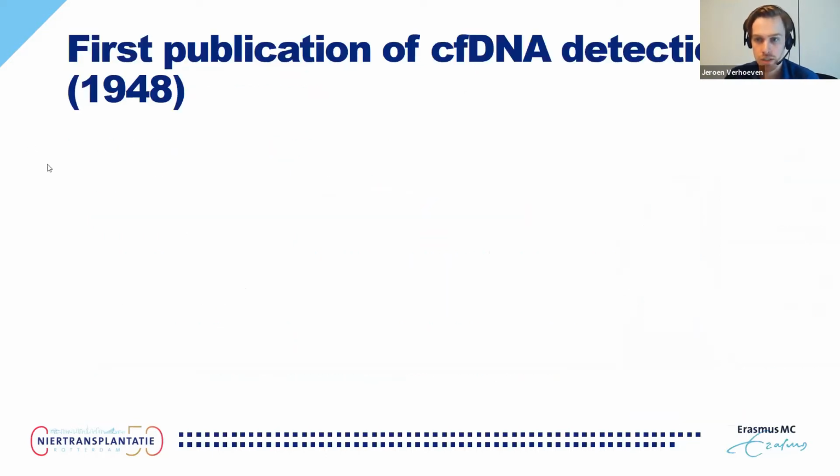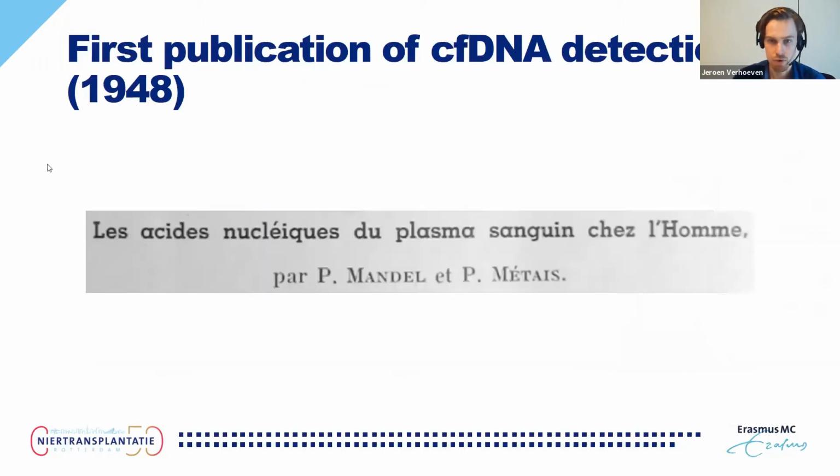Here, I show you 1948, which was the year when cell-free DNA was detected for the first time. It was done by a study by Mandel and Métais in 1948 that showed that cell-free DNA is present in the blood of individuals. And this was even before the structure of DNA was elucidated.